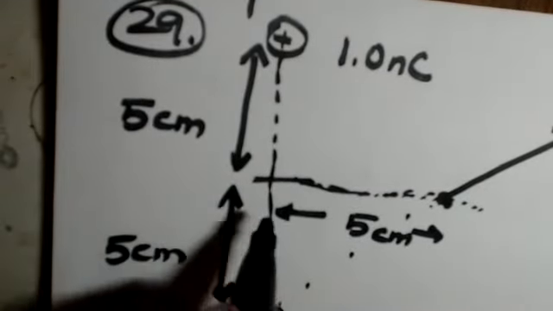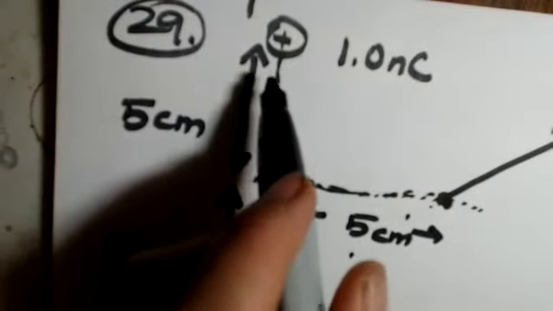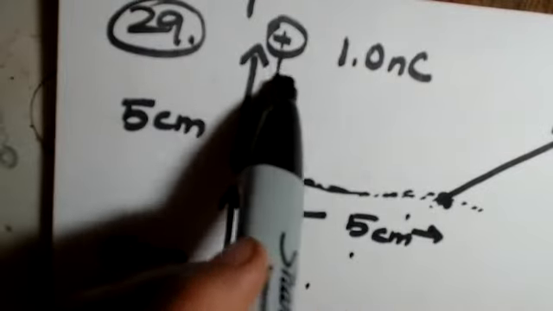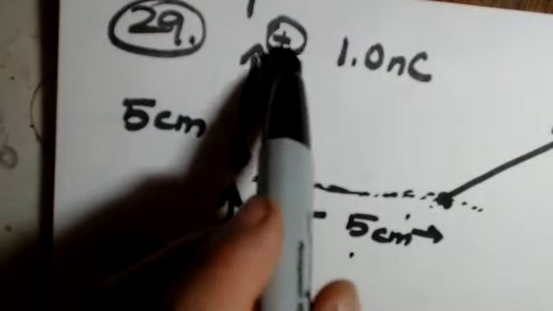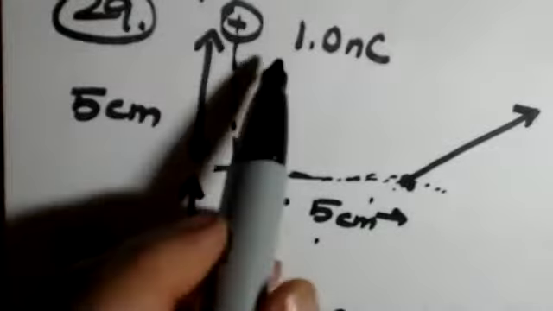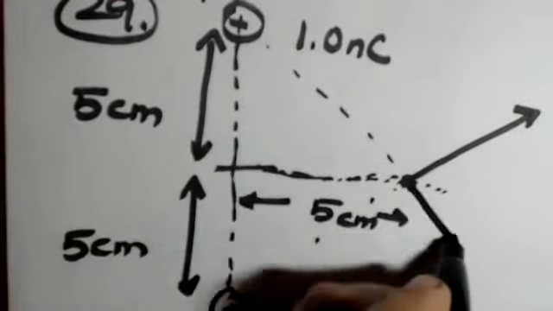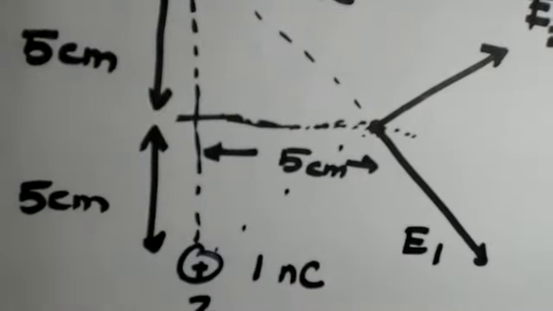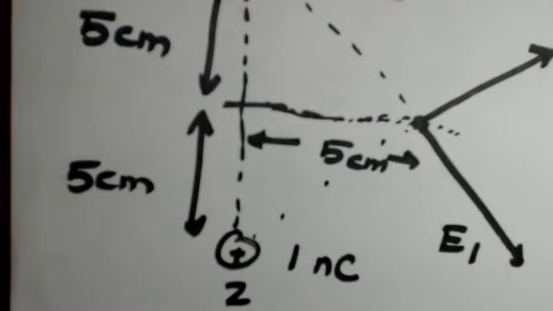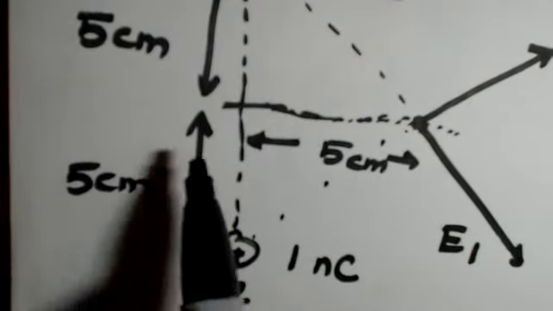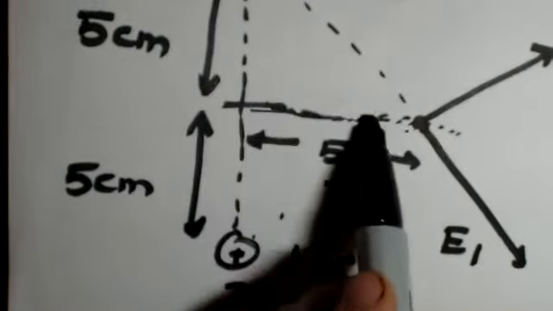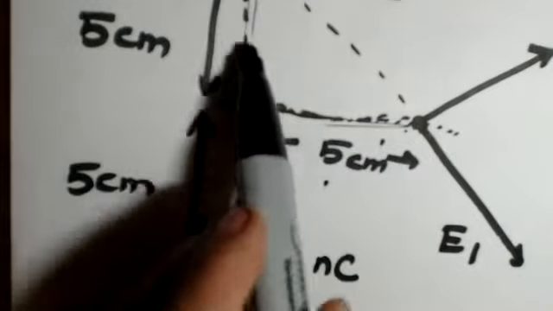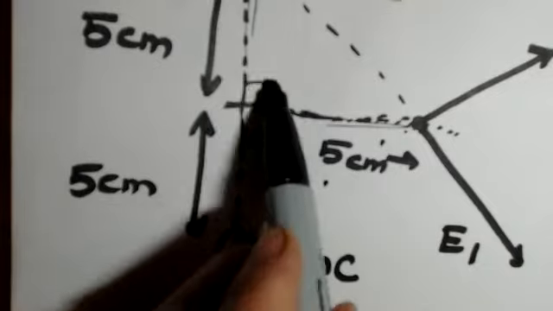Then over here, I've got the same thing going on. I've got a positive charge, and I've got the line drawn like that. And that's going to be E1. So there you go. Well, what I've got here is a triangle again, except it's not quite as simple as what I had before, because now I've got a right triangle.